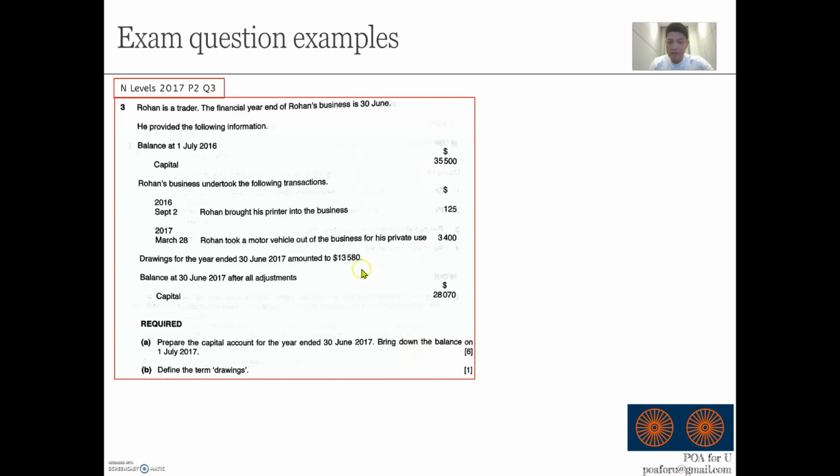Now, you should try this question. And you would know that if I put all these things in, some things don't add up. There is something that is missing, and this question actually requires you to find that balancing number, and that balancing number should be profit or loss. So try and work that out, and if you have any questions, just send me a note.